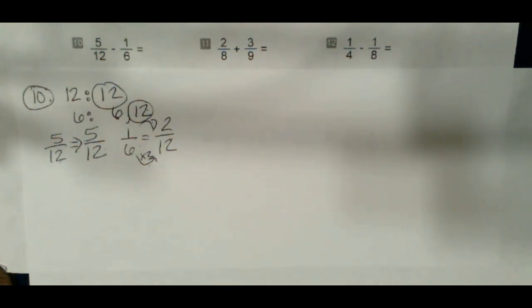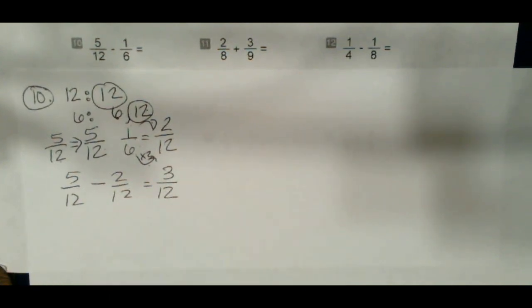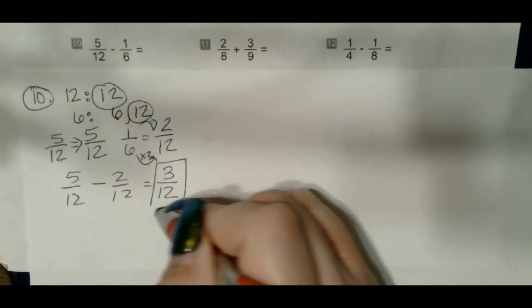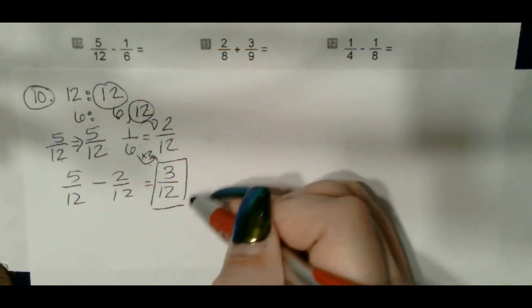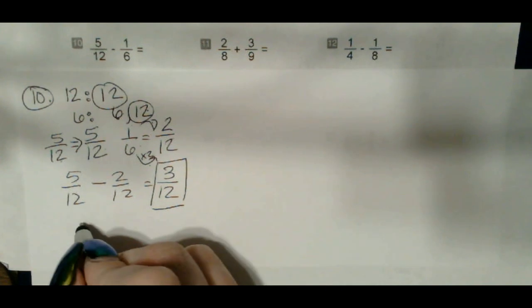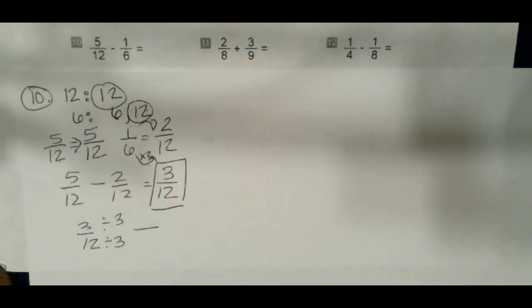So now I have my 2 fractions. Let's rewrite it: 5/12 minus 2/12. That gives me 3/12. That would be my final answer. However, I think I can reduce this because I always want to check. So 3/12, I'm going to divide the top by 3 and the bottom by 3, because sometimes you can check by just using the numerator.